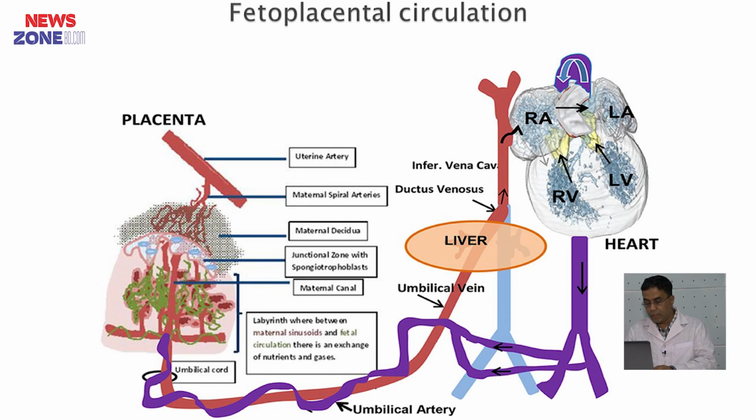Now about maternal placental circulation. About 80 to 100 spiral arteries pierce the basal plate and enter the intervillous space. They carry blood to the intervillous space. Blood from the intervillous space drains back to the maternal circulation through the endometrial veins.